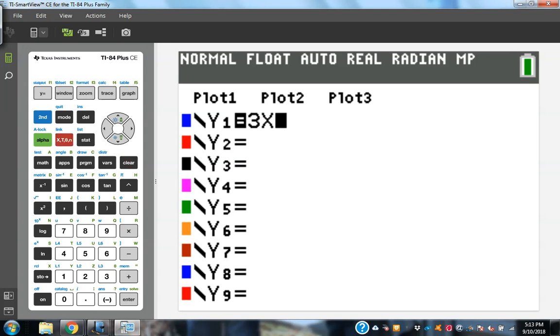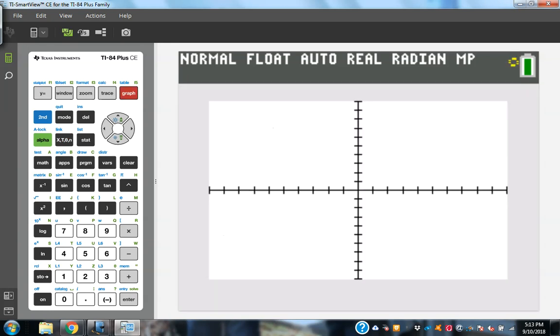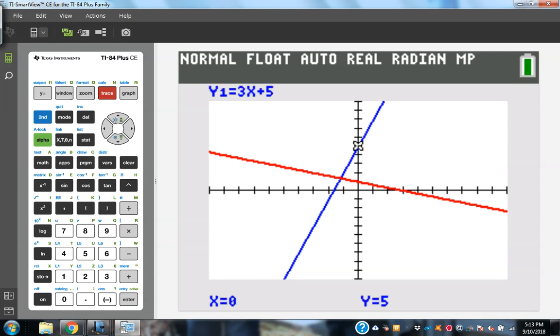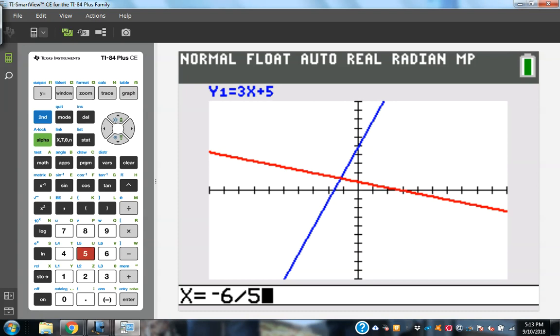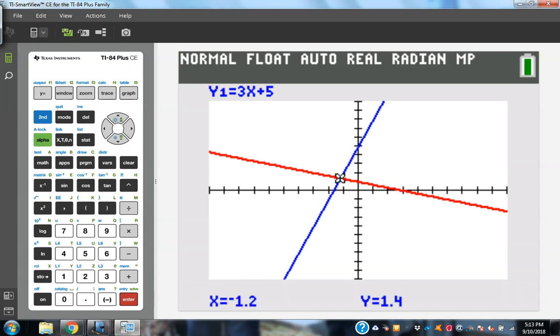So 3x plus 5. Doesn't matter which one you put in, y1 or y2. The second one is negative 1/3 x plus 1. If I graph those two, there they show up. Right there is where they're crossing. Very difficult to guesstimate where that's at. I think it is at negative 6 over 5. I could hit trace and type in negative 6 divided by 5, and I get 1.4. Notice that it says y1 up here. If you have the colored one, it'll be in that color for whatever graph you're on. If you have the black and white one, it's just going to tell you y1 up here.